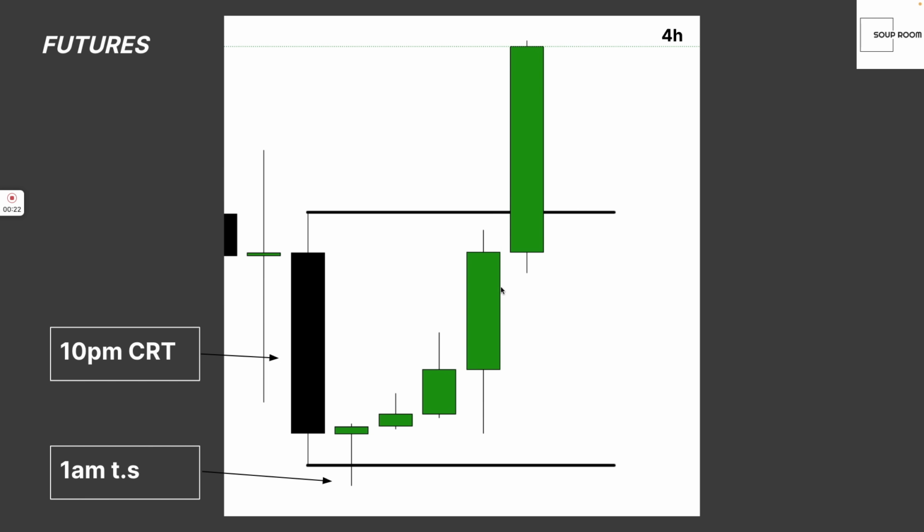As I mentioned before, with futures, you want to be paying attention to 2, 6, and 10 on the 4-hour time frame. 10 p.m. CRT, and 369 plus 1, 4 turtle soups. CRT at 10, turtle soup at 1. Seems like magic, right?